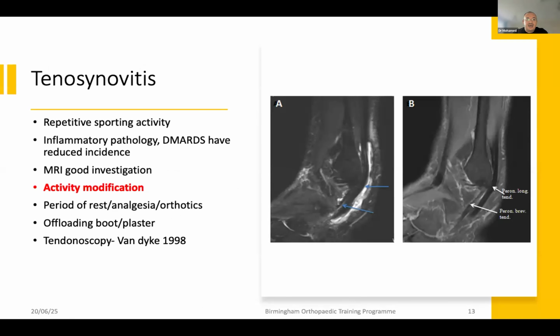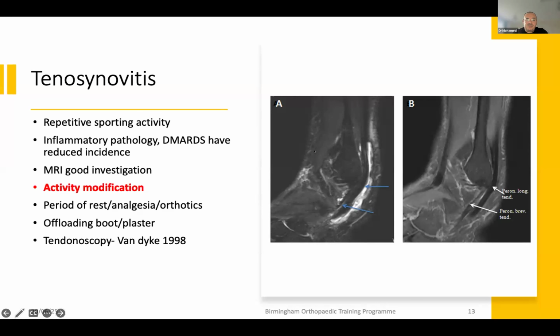So if we come to tenosynovitis, you can see that it's commonly, as we agreed, in repetitive sports activity, especially strenuous sports like running, like dancing. Definitely if the patient has a background of rheumatoid inflammatory pathologies, and thankfully now the disease-modifying agents and medical treatment have solved a lot of this problem. MRI scan will be the best way of diagnosis. As you can see, you will see a very clear signal change around the tendon and fluid collection.